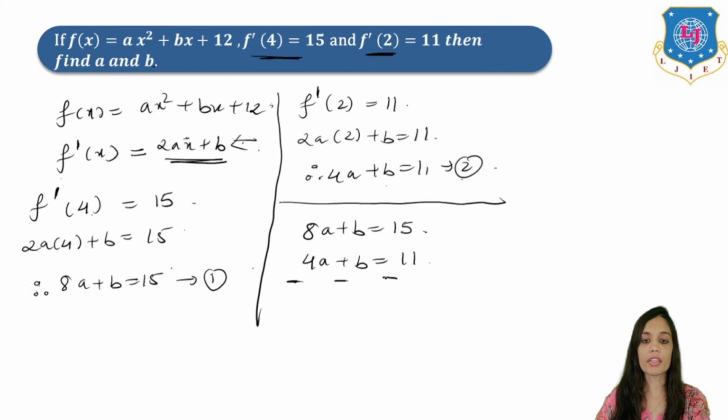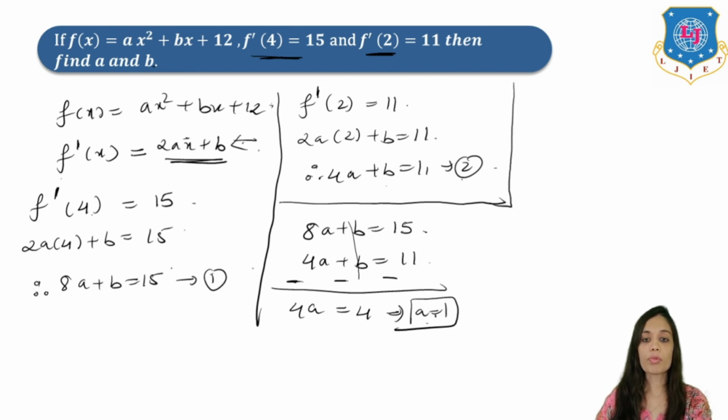So minus, minus, minus. This b will get cancelled out. We will have 4a is equal to 4. So value of a is what? 1. You can put this value of a in any of these equations, 1 or 2. I will put in 2. So I will have 4 into 1 plus b is equal to 11. So b will be 11 minus 4, that will be 7.